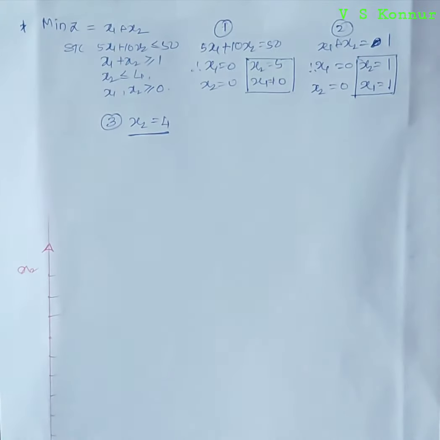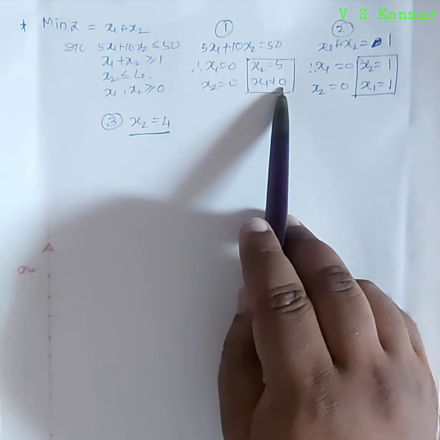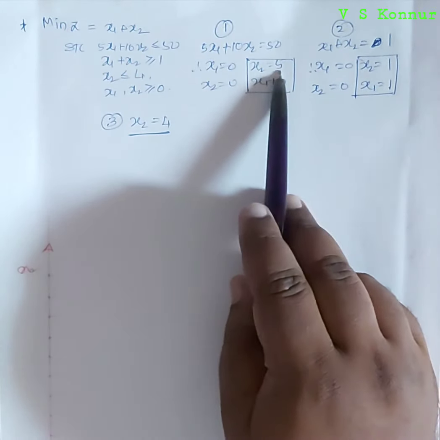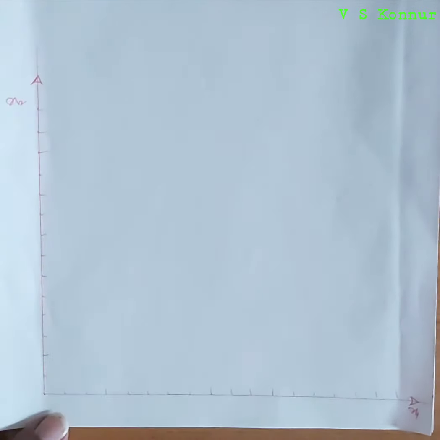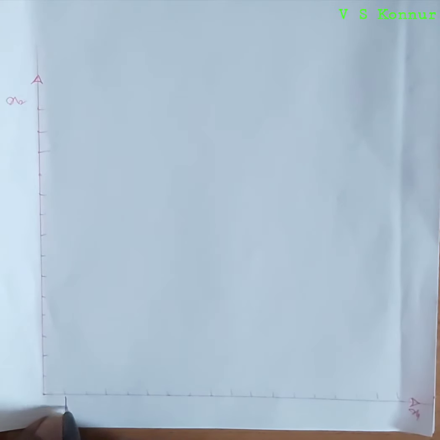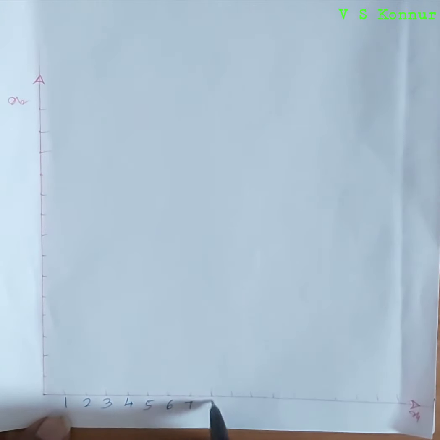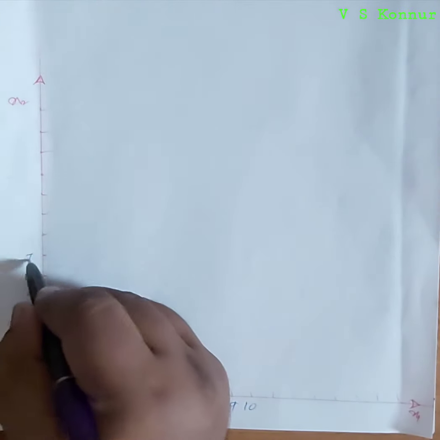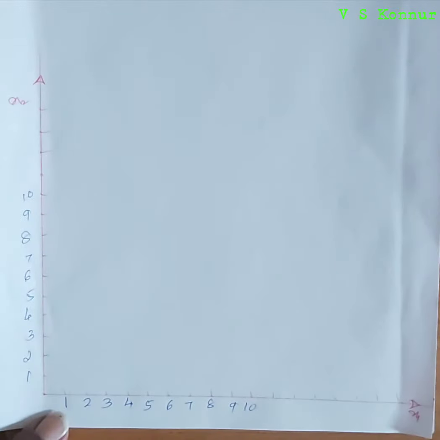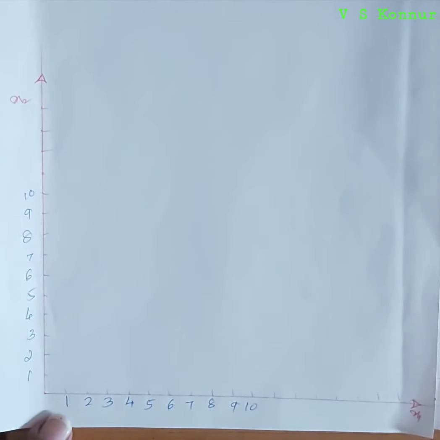Now from this we have to draw a graph. The max of x1 is 10, the max of x2 is 5. So in the graph, it is a very simple graph. We will consider 1, 2, 3, 4, 5, 6, 7, 8, 9, 10 on each axis. So that is the maximum we got. Now the first line is from the first constraint, x1 is equal to 10.